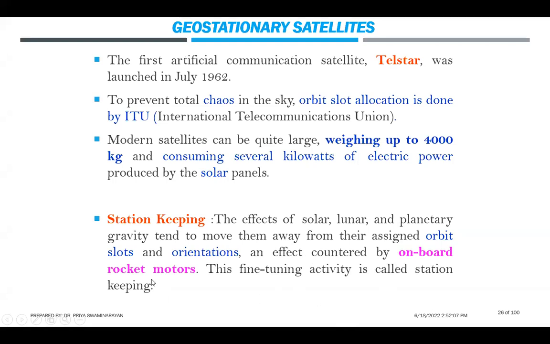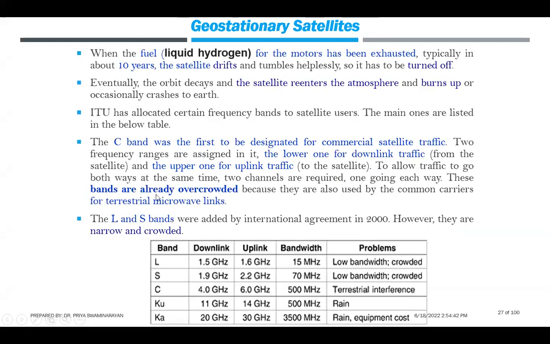In the onboard rocket motor, they are using a fuel. That fuel is liquid hydrogen. Once the liquid hydrogen is exhausted, the satellite is automatically turned off. That satellite re-enters the atmosphere and then it burns up, right? And normally the life of a satellite is 10 years.